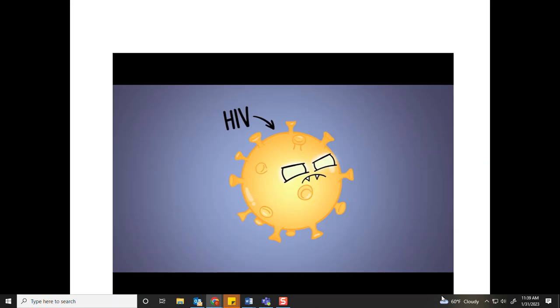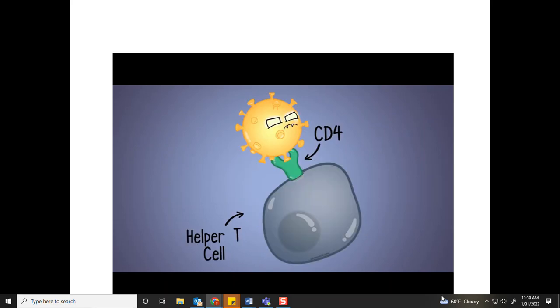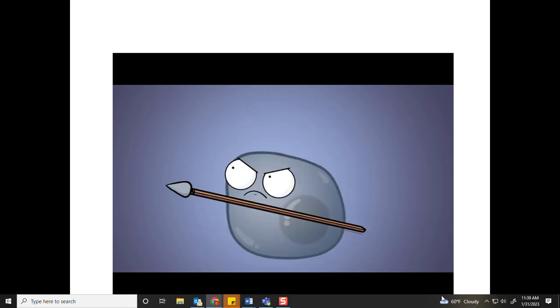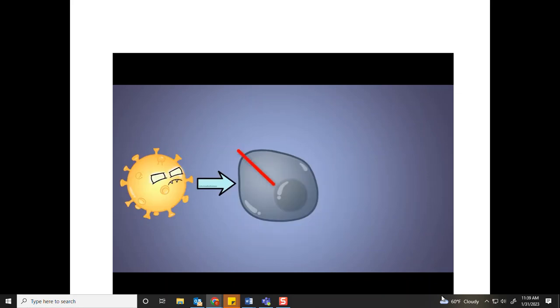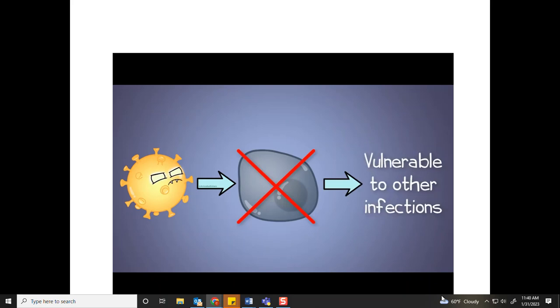Like most viruses, it is very specific. It binds to a CD4 glycoprotein that is found on the surface of specific cells, such as helper T cells. The problem about this particular target is that helper T cells play an important role in protecting the body and the immune system. Since HIV goes after these immune cells, it can make a person that is infected with HIV vulnerable to other infections.